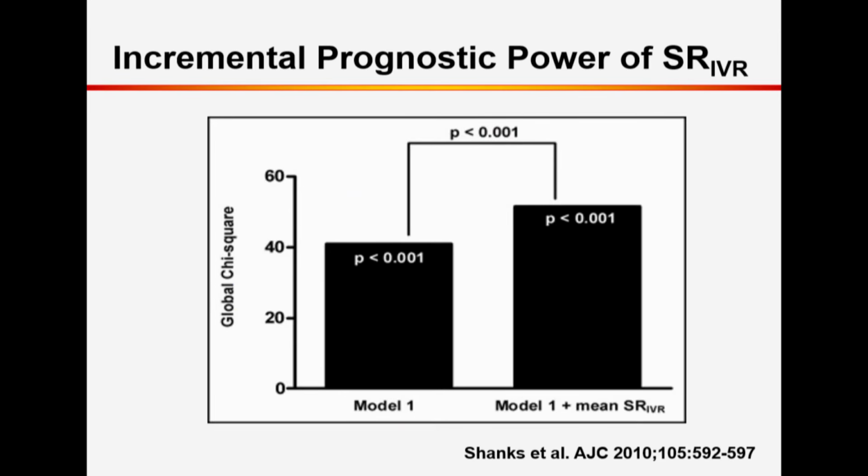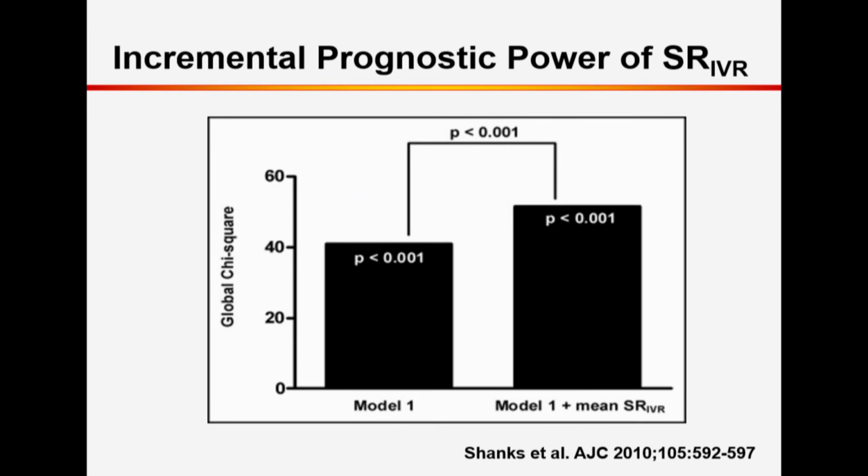LA strain also is gaining interest in the echo world. You can look at the reservoir strain here in different segments. It could be done by tissue Doppler, as was done early on, now by speckle tracking, and was shown to relate inversely to wedge pressure. Which particular group of patients this signal will be most useful in remains to be determined.